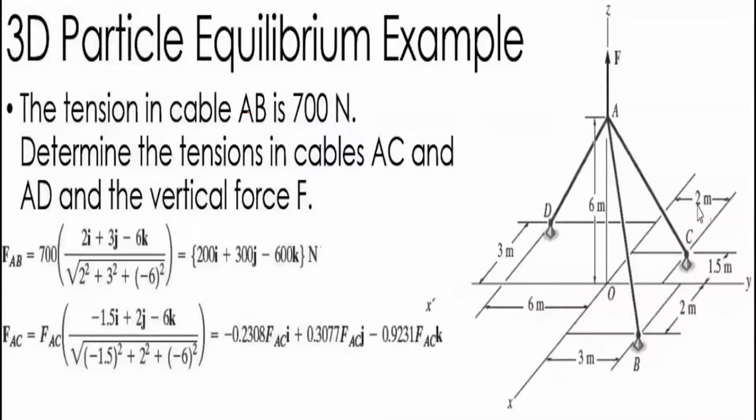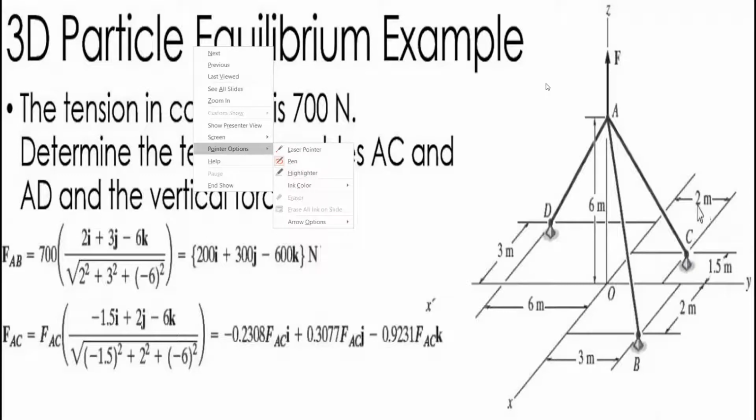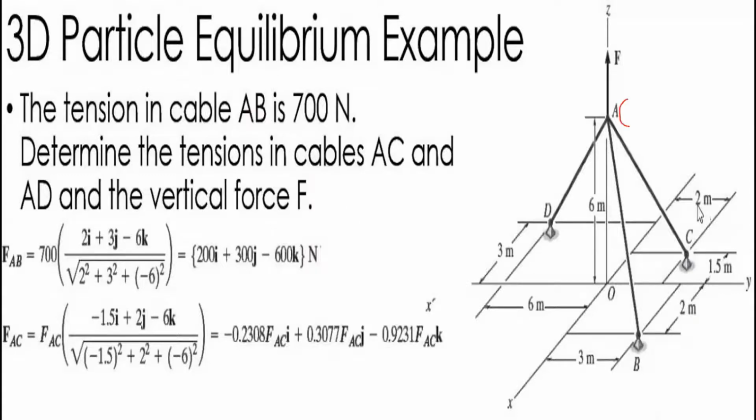This is 3D particle equilibrium example. Now what you have to do, you have to find out the first coordinate and then you have to do the same thing which we have done in the previous slides. So let me tell you how you can find out the coordinates. You have to find out the coordinates of A. I already told you it is exactly lying on the z axis. So it is 0, 0, comma 6.